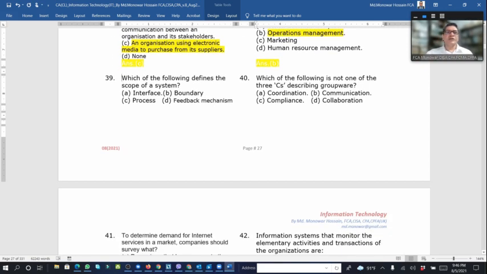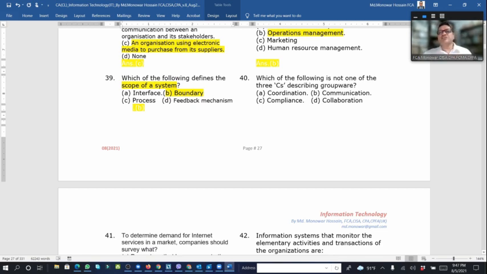Question 39. Which of the following defines the scope of a system? Boundary. Yes, boundary. It is a clearly defined boundary, and we'll see this in the definition of a system. They are bounded. That means the scope of a system is its boundary.